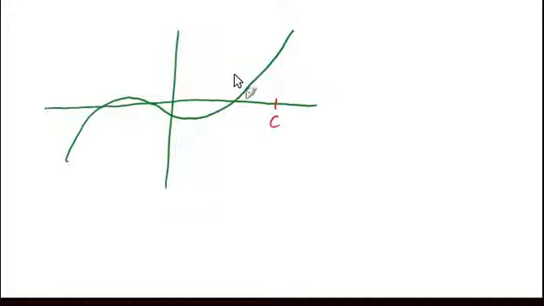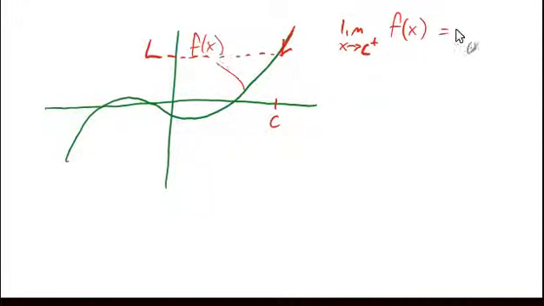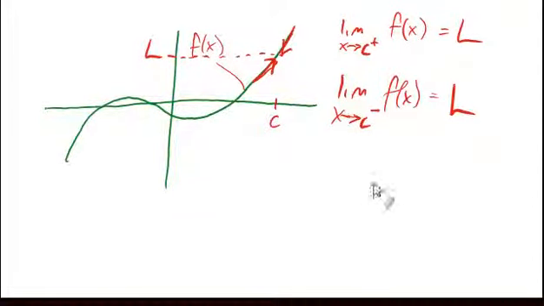So if this is our point C, and this is the graph of f of x, then if we look at the right-handed limit, that's what we call it, the limit as x approaches C from the right of f of x, let's call that number L. It's approaching L. And the limit as x approaches C from the left, well, it's also approaching L. Okay, so the limit from the left, or the left-handed limit, is equal to the right-handed limit.